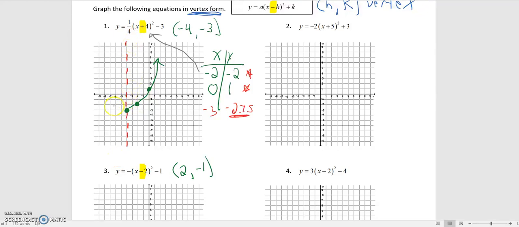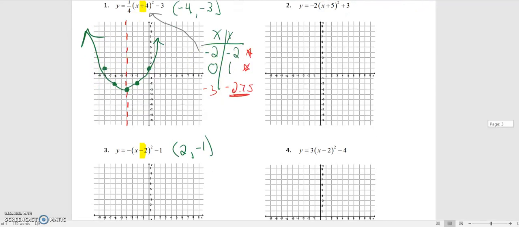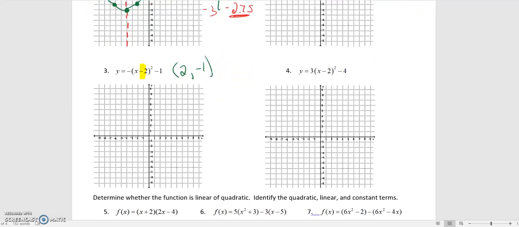Remember that the axis of symmetry is there so that I can mirror it. So on this level, I'm 2 away, so I need to be 2 away. On this level, I'm 1, 2, 3, 4 away, 1, 2, 3, 4 away, and that kind of gives you the mirrored curve. So you only really have to do 2 points, and then the other side will kind of work itself out.